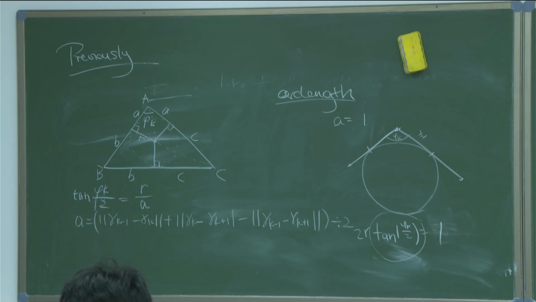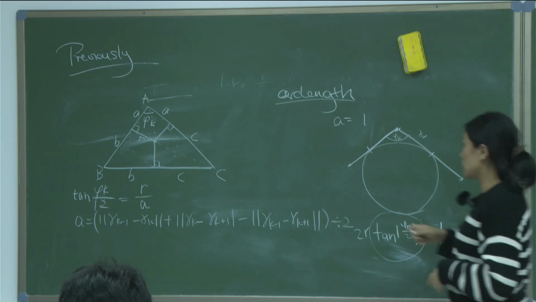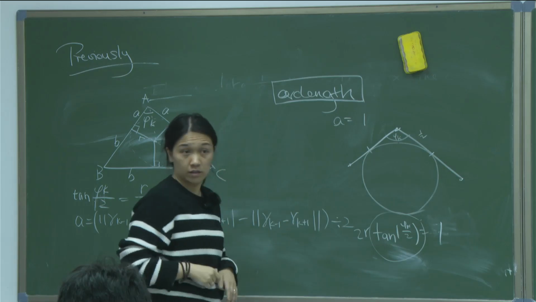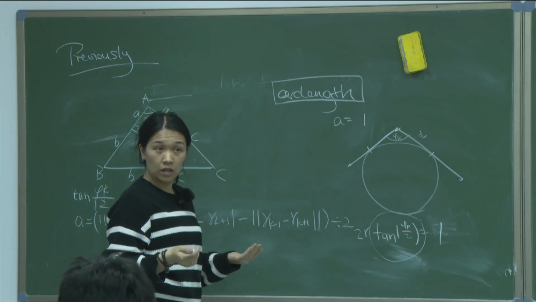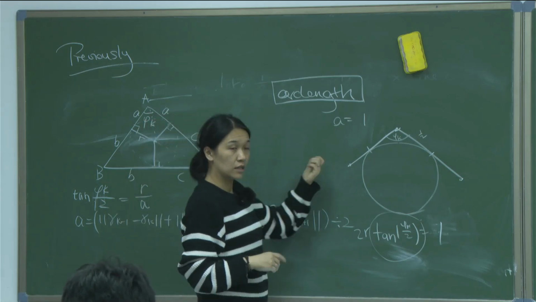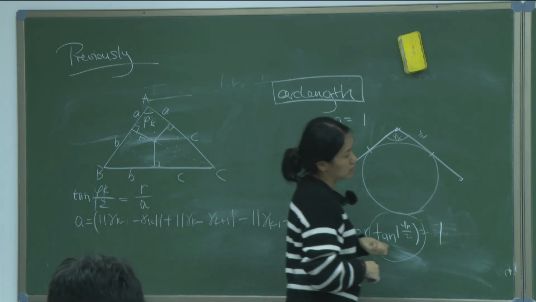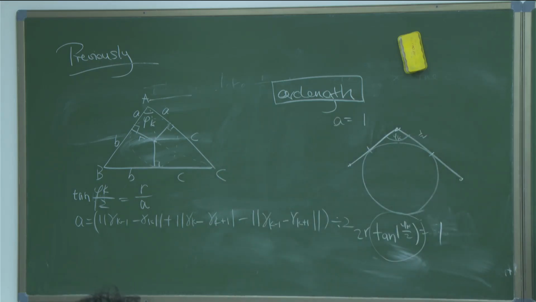But there's one thing you need to take care of, which is arc length. Why is it problematic to define arc length in the discrete world and have it converge to arc length in a smooth world?